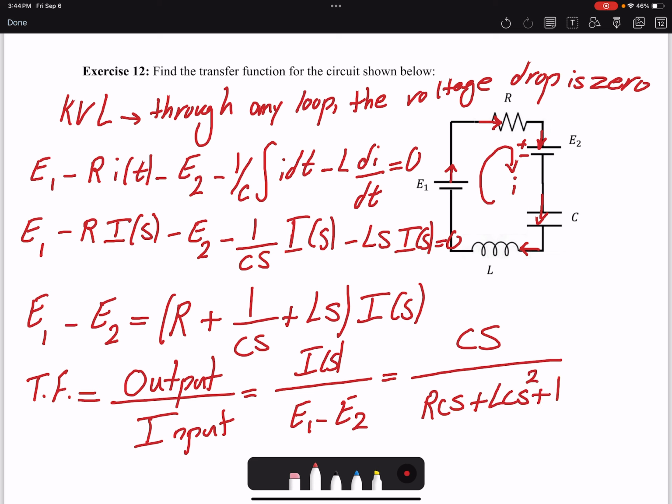Looking at this transfer function, can you tell me the order? We have s squared, so that's the second order, simply because we have both C and L. One is s in the denominator, one is in the numerator. When we rearrange everything, we would get the second order. If we had one of them, not both, we would have dealt with a first order system.